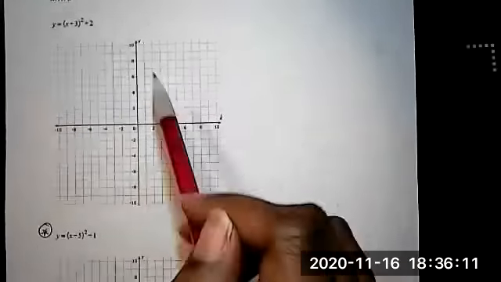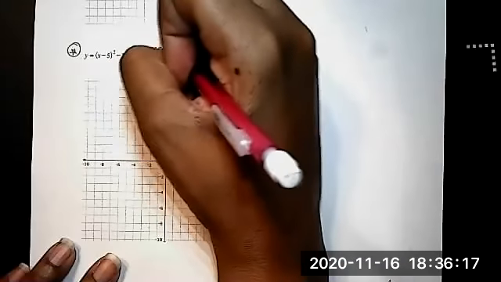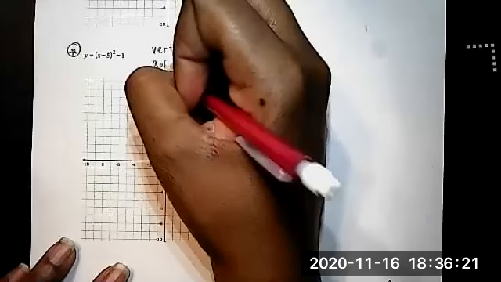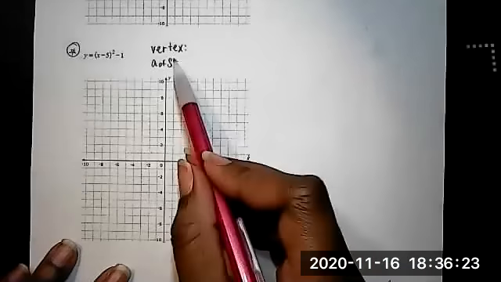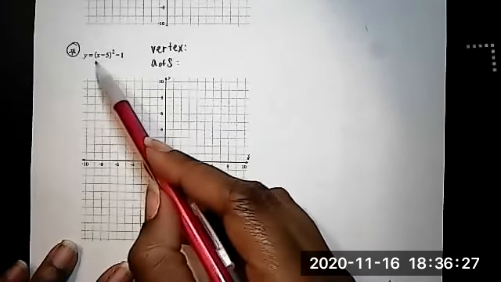Perfect. All right, so next page, kind of the same thing. You're just continuing on with this thing. I'll go ahead and skip down to this one. Okay, vertex, let's find that first. And then, of course, once we find the vertex, we will find the axis of symmetry. Okay, that's A of S, axis of symmetry.